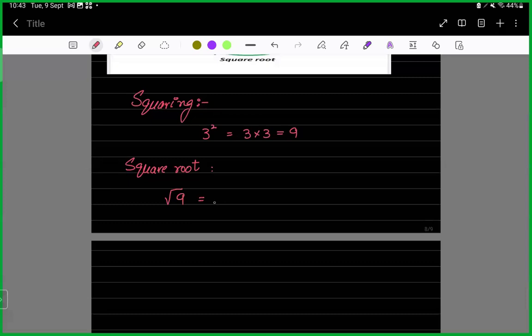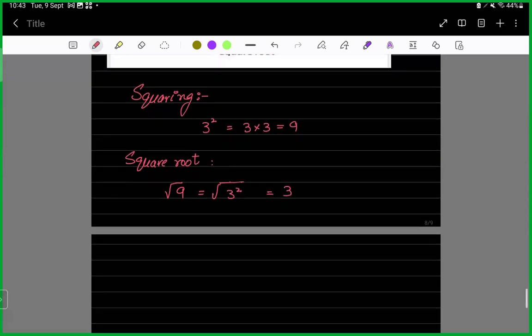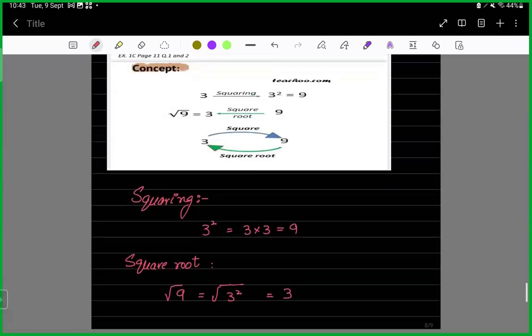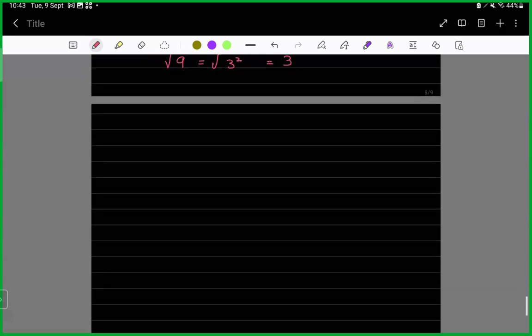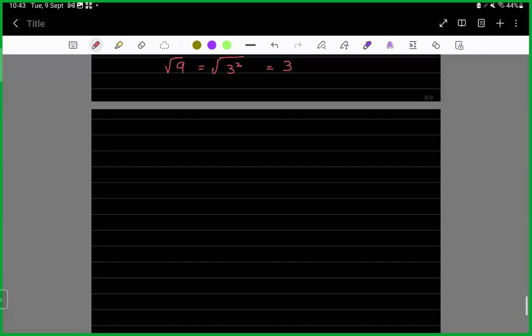What do you mean by that? Yeah, 3 power 2. Okay, 9 is 3 power 2. So basically the power 2 cancels the square root and you get the answer 3. Okay, that's the working behind this. Technically, square and square root are the inverse of each other. They're the opposite processes of each other. Reverse. Yeah.